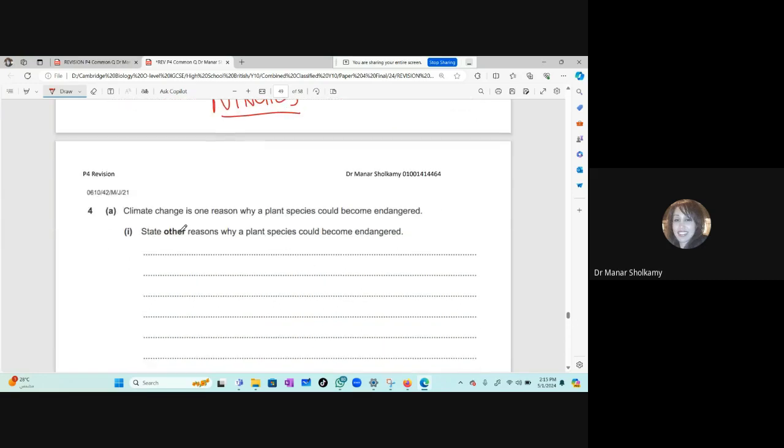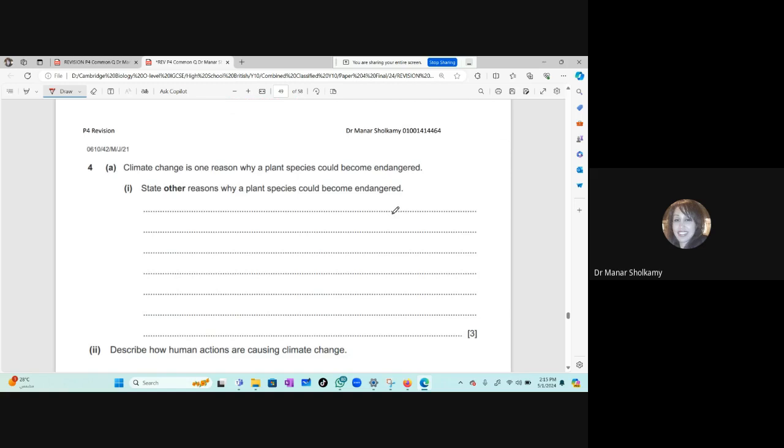Okay. Climate change is one reason why a plant species could become endangered. State other reasons why a plant species could become endangered. Give me any reason why any organism, plant or other, can become endangered. Very easy question. Deforestation. Very good. What else? Pollution. What else? Diseases, soil erosion, spread of diseases. Yes. Predation, overhunting.